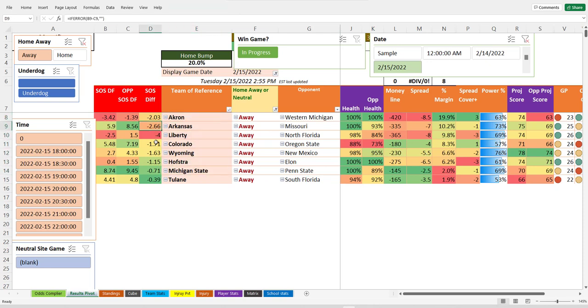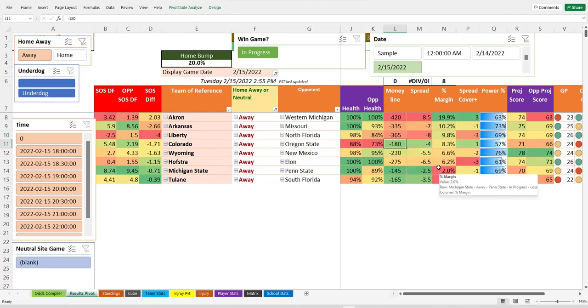Now, some strength of schedules might play into that, like Liberty, bad strength of schedule here. Arkansas, bad strength of schedule here. These are actually all bad. They're all negative. So they've played worse teams, but these ones where they've played really terrible teams, be concerned with that.